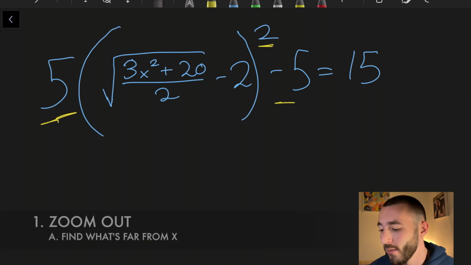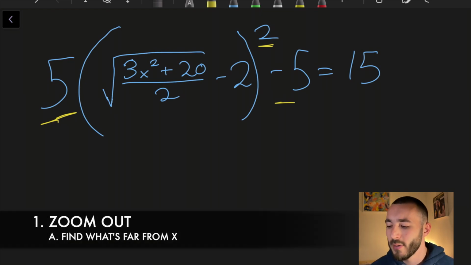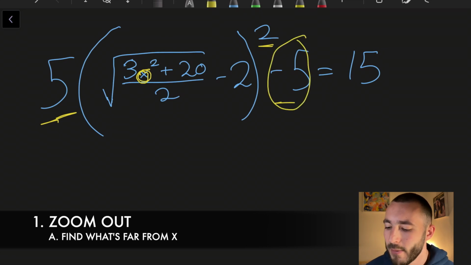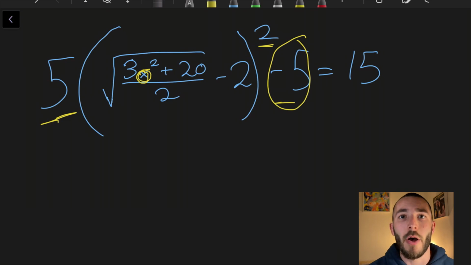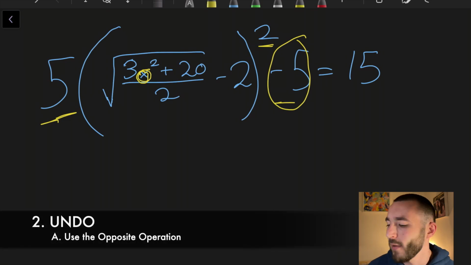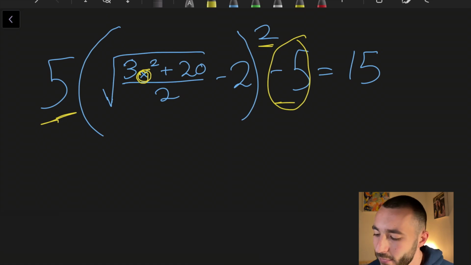Here's the technique. Zoom out and look for the thing that's farthest away from the x. X is right in here. The thing farthest away on the left-hand side is this -5. Next part of the technique, undo. Once we zoom out and find the thing that's farthest away, we have to undo it. Here we're subtracting 5. The way we undo that is adding 5. So I'm going to add 5 to both sides.